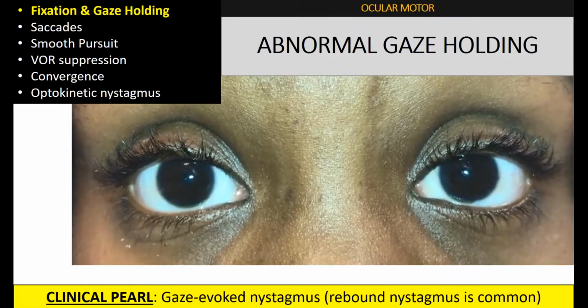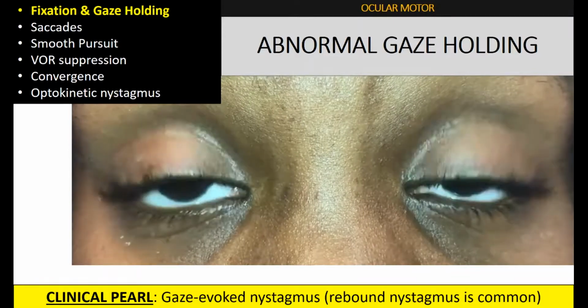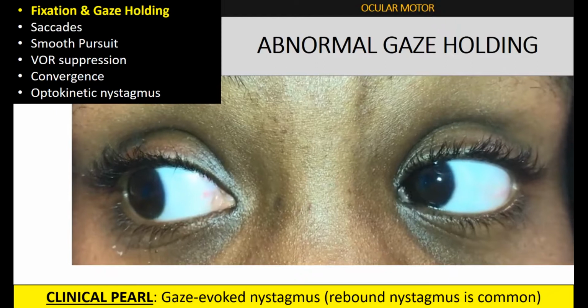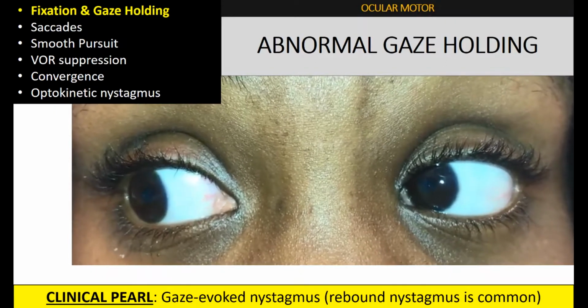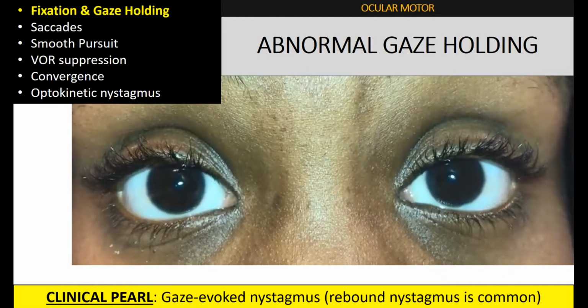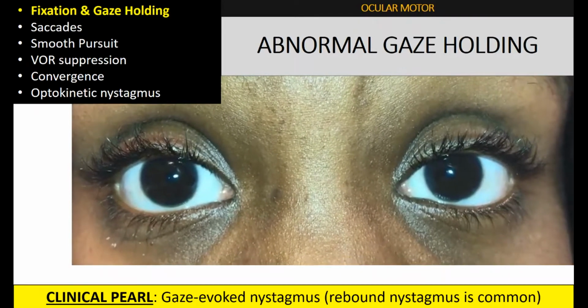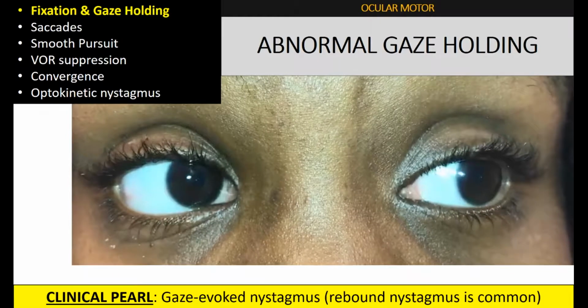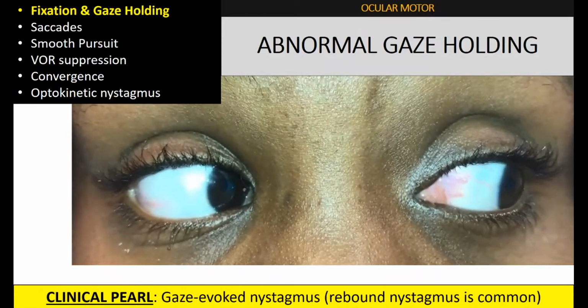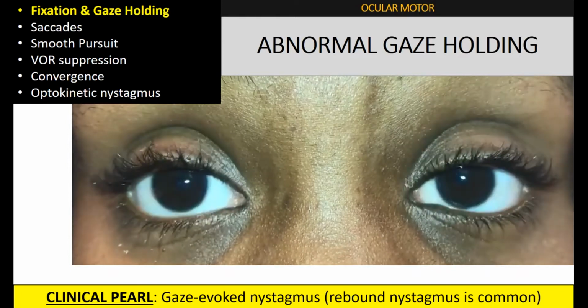What do you care about? You care about latency. So I say, look at the hammer. If it takes 10 seconds, that's an increased latency. That could be characteristic of certain neurodegenerative disorders, for instance. Accuracy, again, is the patient overshooting or undershooting? Conjugacy, are the eyes moving together? Is there an internuclear ophthalmoplegia? And finally, velocity, are these too slow?